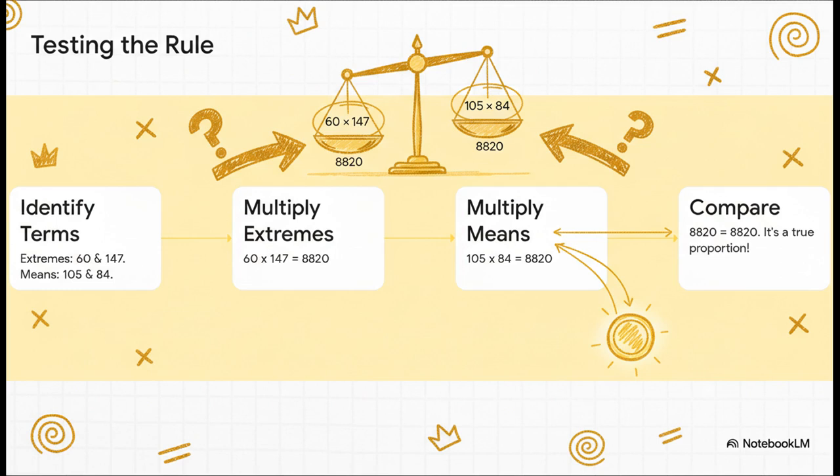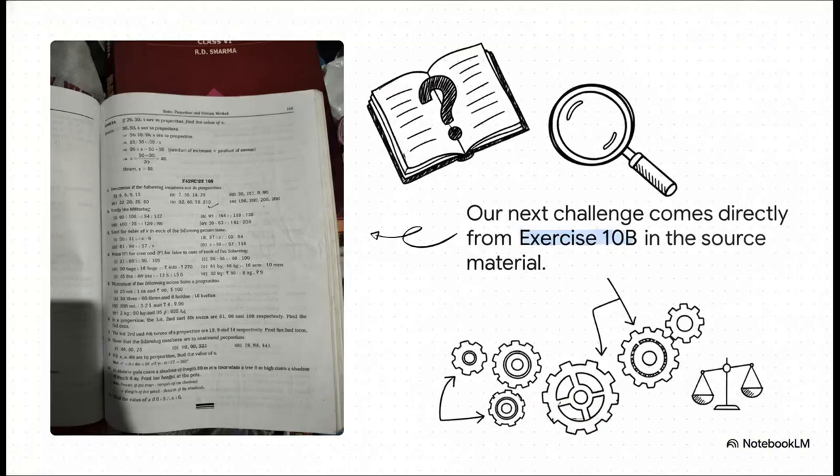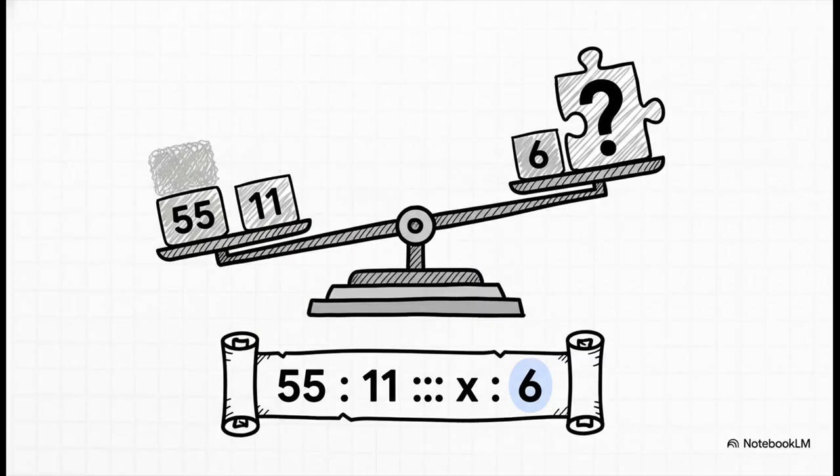It's a true proportion. Okay, checking if a proportion is true is pretty cool, but the real power of this golden rule is in finding a missing piece of the puzzle. So let's use it to solve one of those classic find X problems. And to keep things real, we're going to pull our next problem straight from the source material. This is from exercise 10B in the R.D. Sharma textbook. We're going to tackle a classic problem, find the value of X. Here we go. Here's our mission, right out of the book. 55 is to 11 as X is to 6.